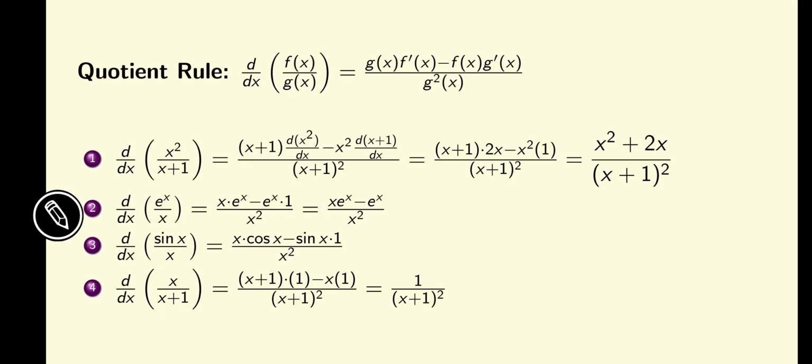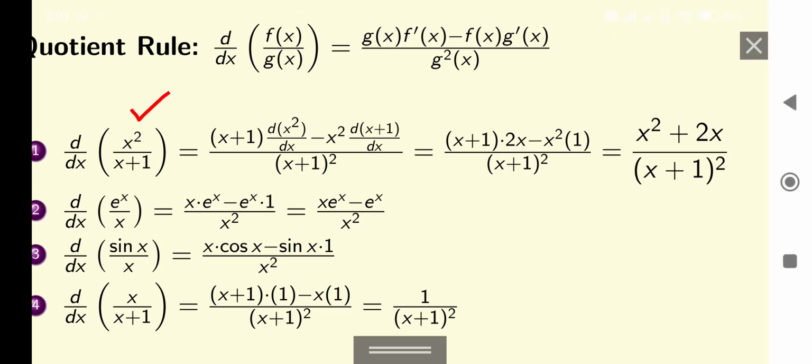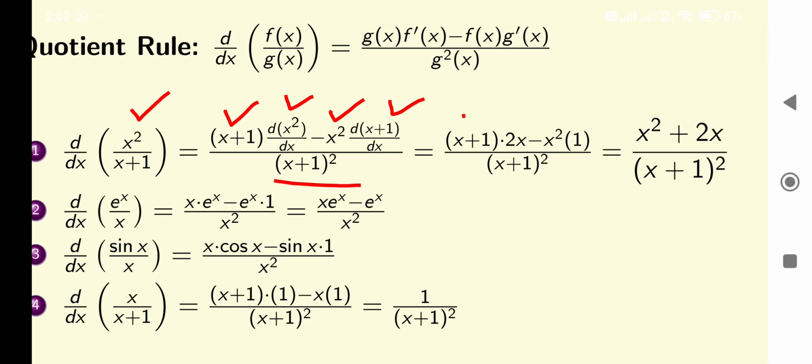Let us understand this by an example. This is a very easy example. Here it is x square by x plus 1. So first of all, x plus 1 whole square in the denominator, x plus 1 as it is, derivative of x square, minus x square as it is, and derivative of x plus 1. So it becomes x plus 1 as it is, derivative of x square is 2x, minus x square as it is, and derivative of x plus 1 is 1. So finally, when we calculate, we get this answer.